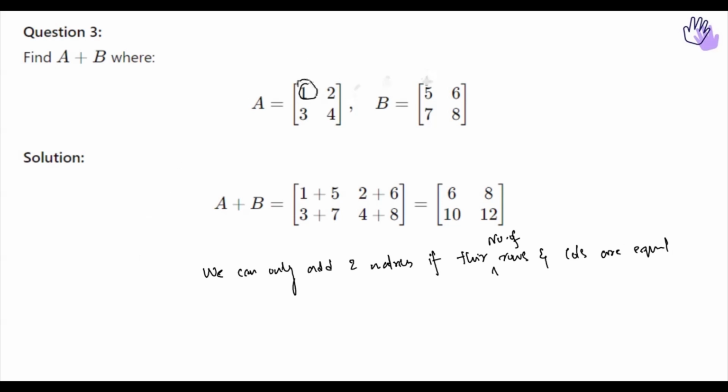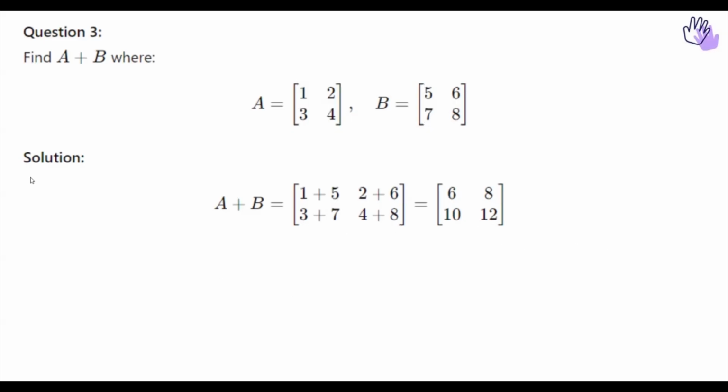So if I add 1 to 5, it is 1 plus 5, that is actually 6. And if I add 2 to 6, 2 plus 6, that is actually 8. 3 and 7, 3 plus 7, that is actually equal to 10. And 4 plus 8, that is equal to 12. So you need to add the corresponding elements so that you get the final result. Coming to the next question.